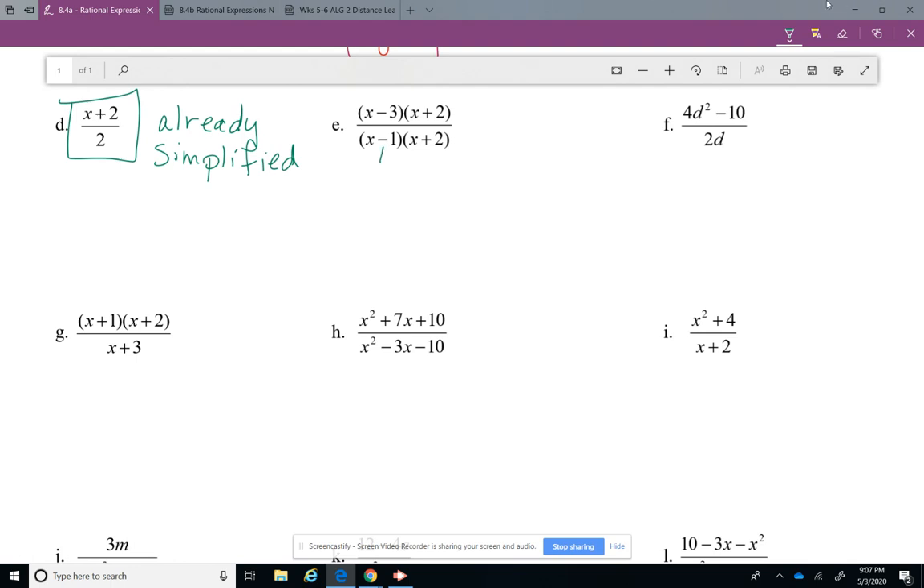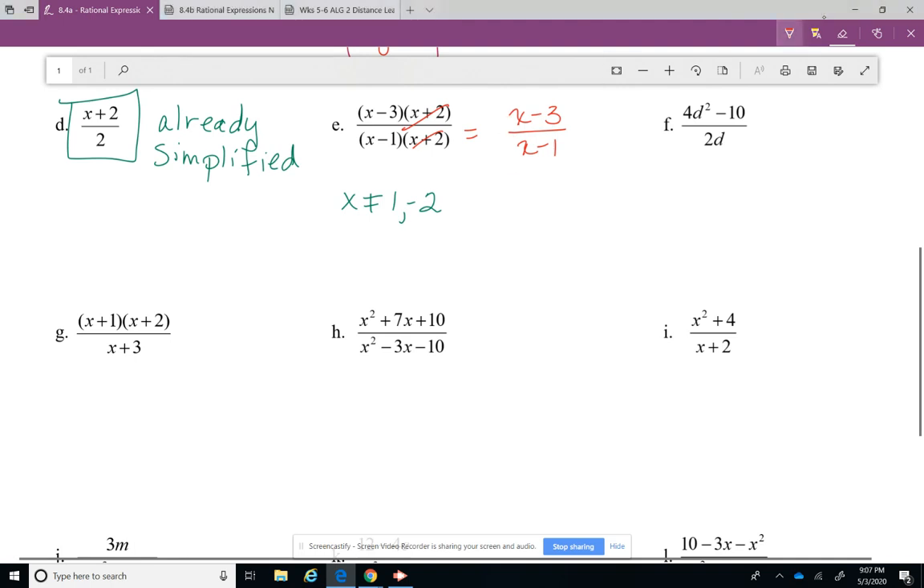Now, we know that if we set this equal to 0, that x would be 1. And if we set this one equal to 0, that x would be negative 2. Those are the two things we don't want x to be. So that's considered the restrictions. All right, so we're going to cancel these, and your answer ends up being x minus 3 over x minus 1. You could leave it like that, or you can put the parentheses around it, but you don't have to if you don't want to.